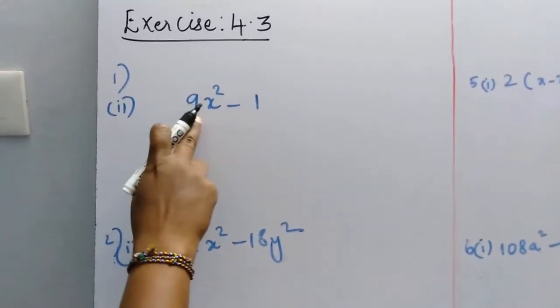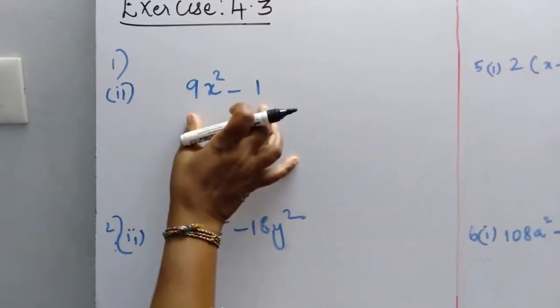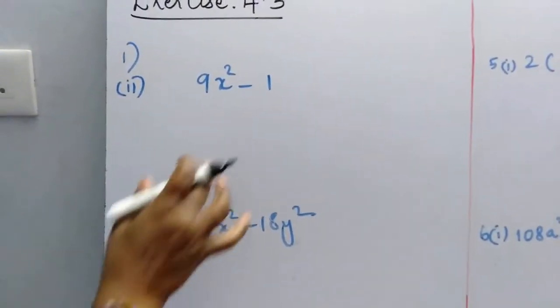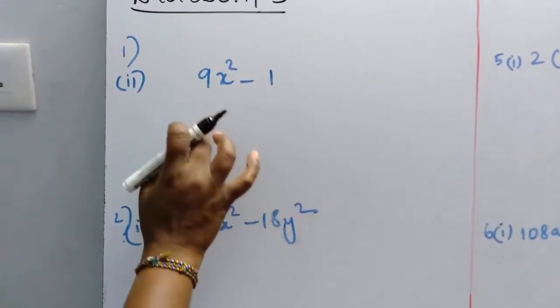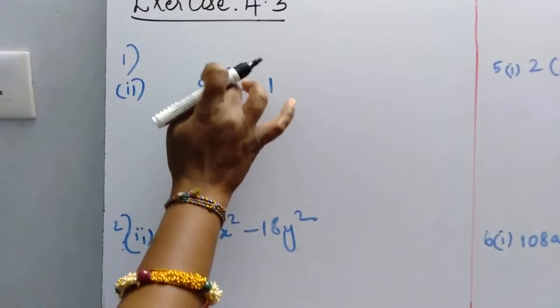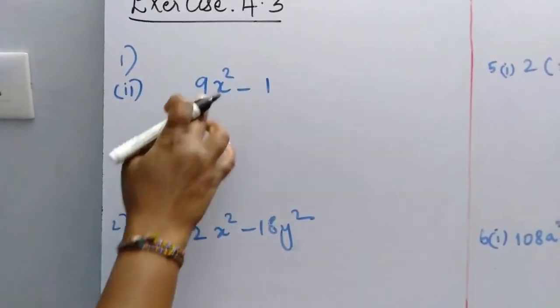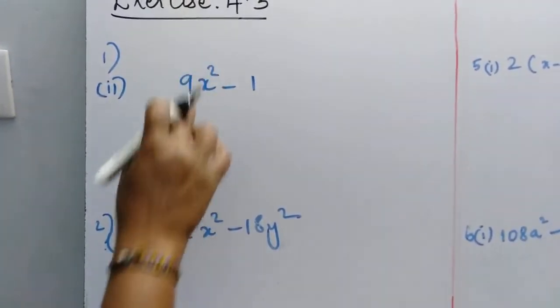The question is 9x square minus 1. Since it is a factorization, how many terms are used here? There are two terms. First we want to check whether there is any common term to take outside. No common term in this. Then we have to check whether the variable is with what power, and we want to check it. It is in square form.